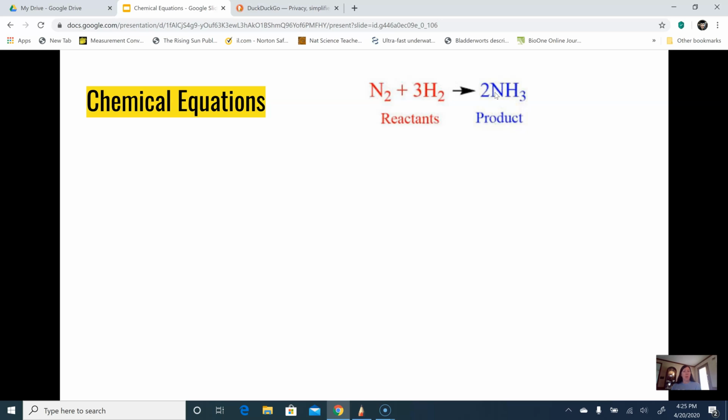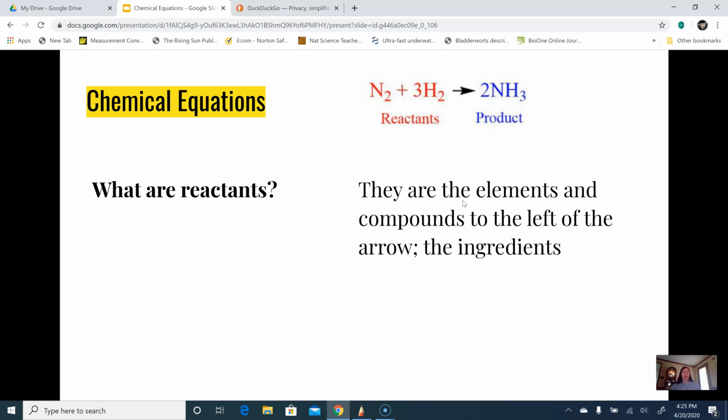So just to keep it consistent, we're going to use the same equation again and explain what reactants are. If you use the arrow as the center of the equation, like the center of a seesaw, the reactants are all the items that are on the left-hand side. We sometimes refer to them as the ingredients because most often you're putting things together to create something new.